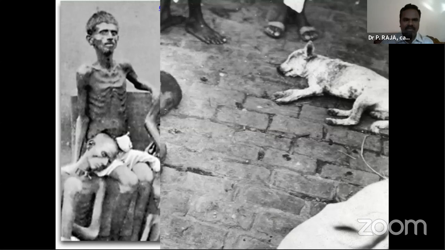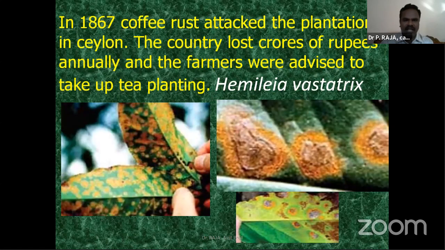And in 1867, coffee rust attacked the plantations in Sri Lanka. Losses were crores of rupees. This disease is caused by the fungus Hemileia vastatrix. What happened? The leaves were totally infected with Hemileia vastatrix, and as a result the plantations were not able to produce quality coffee. Sri Lanka was mainly an exporter of good quality coffee to the European countries and the UK. And the people loved coffee, and then tea. Because of this, the people shifted their habit from coffee to tea. It affected the habit of the people. Thank you.